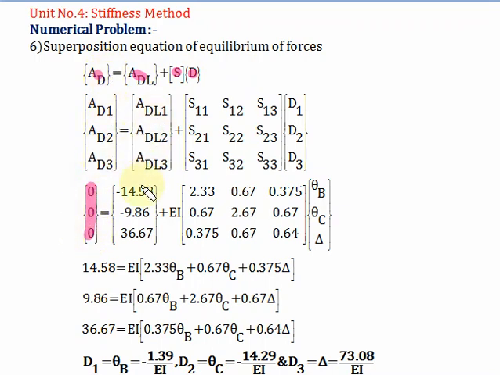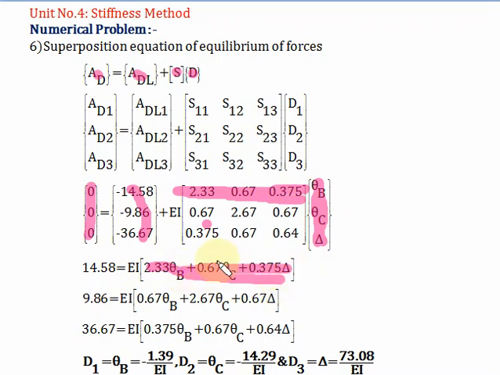Then put the value of the ADL matrix, so the values are minus 14.58, minus 9.86, minus 36.67. Put the stiffness matrix here, and these are the unknowns, theta B, theta C, and delta. Now here we have to multiply the two matrices, so multiply row by column. Now here 2.33 multiplied by theta B, plus 0.67 multiplied by theta C, plus 0.375 multiplied by delta. So here we have written that.